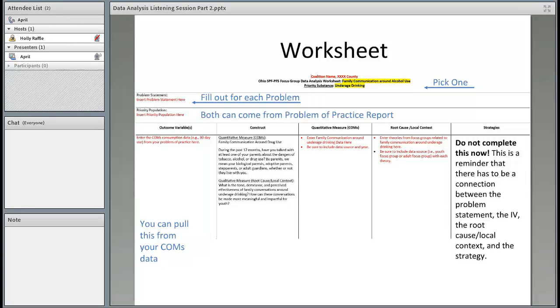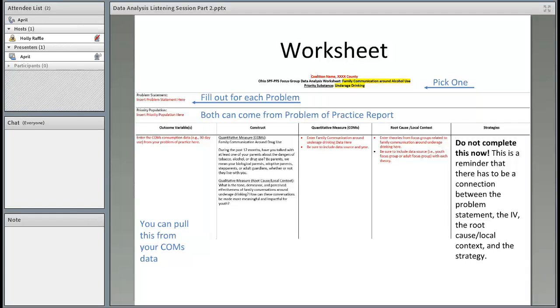The construct column is linking the quantitative measure from comms and the qualitative measure from our focus group to the intervening variable of choice. So in this case, it's family communication around drug use. So we've put the construct from the comms data: During the past 12 months, have you talked with at least one of your parents about the dangers of tobacco, alcohol, or drug use?